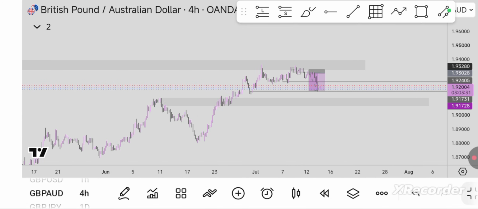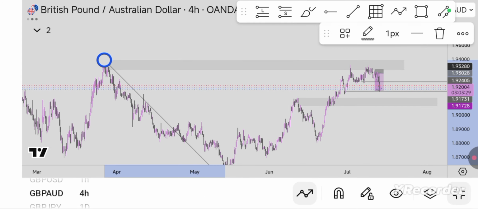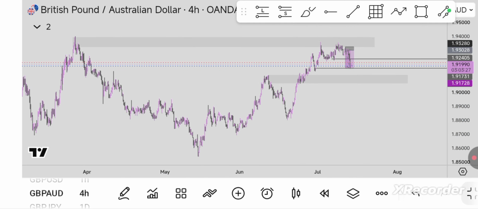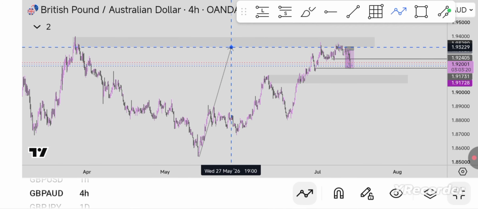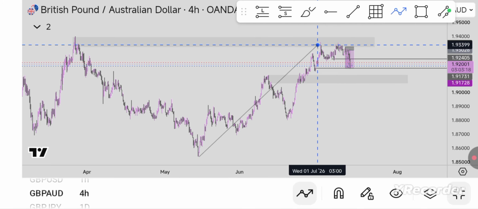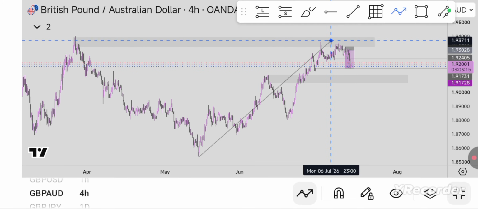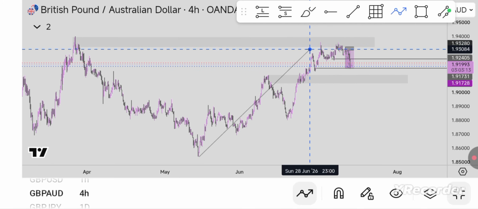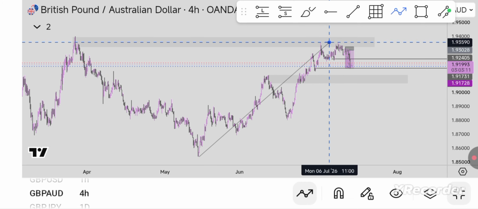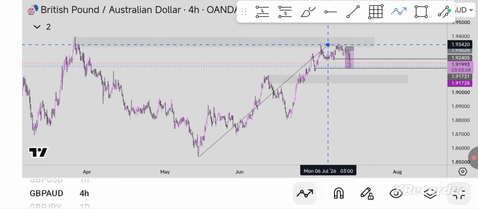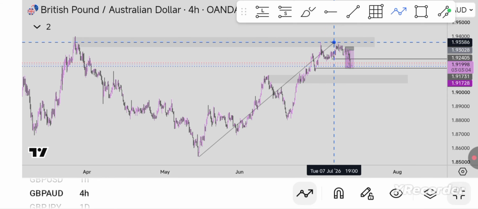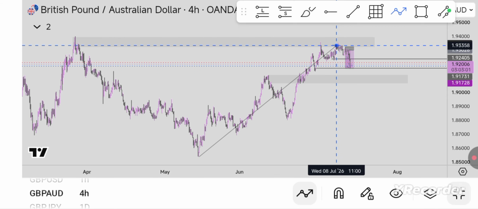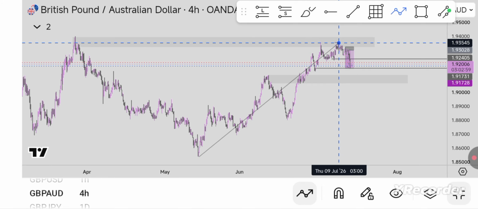Now, on the 4-hour, you can clearly see that, let me remove this one. You can clearly see that the 4-hour bullish move, the 4-hour bullish trend, has traded into the daily key level. So you are seeing it has traded into the daily bearish key level, which is the last high that broke structure to the downside. So I'm expecting a bearish move from this key level.